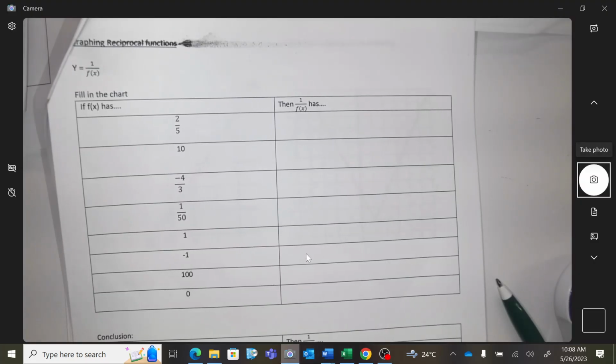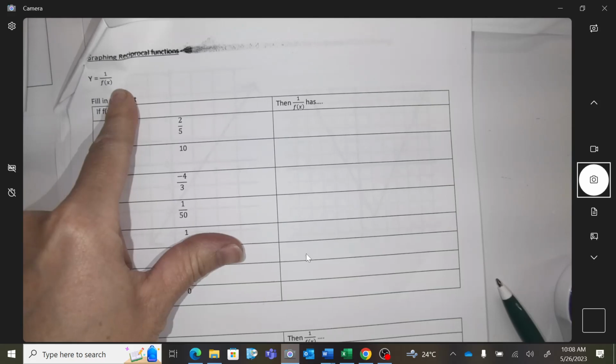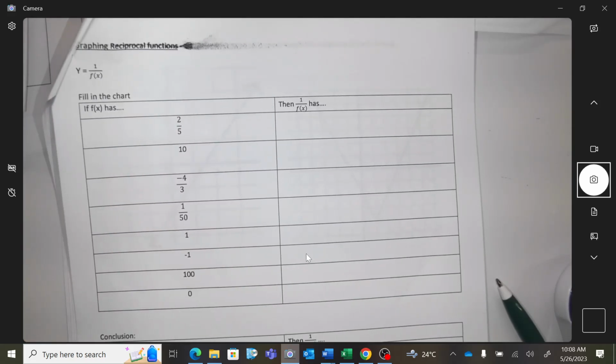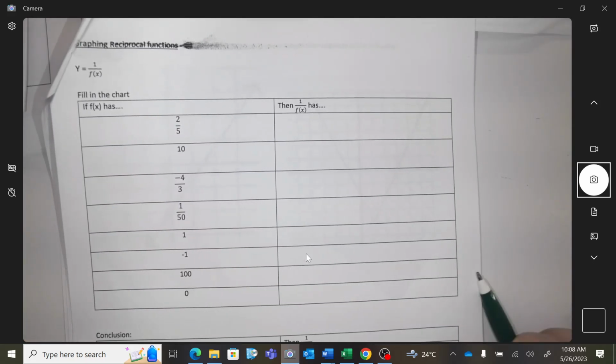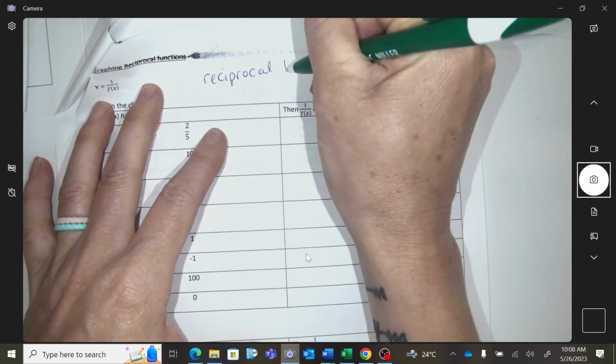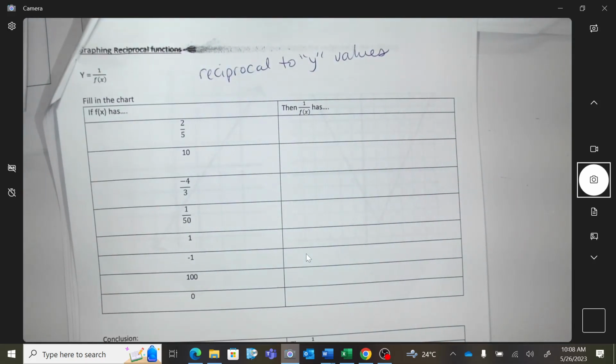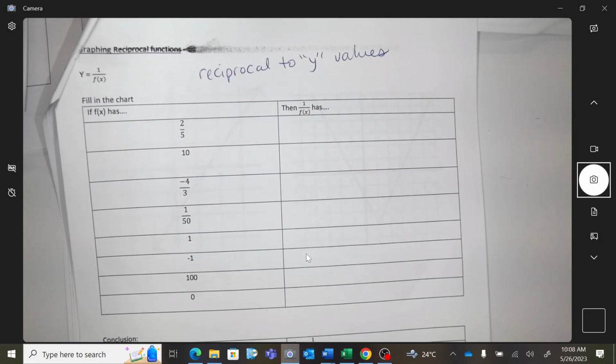Okay, this one is called reciprocal functions. And when we talk about this, 1 over f of x, it is reciprocating the y values. So reciprocate the y values. When I refer to a graph, I'm always looking at the y values.